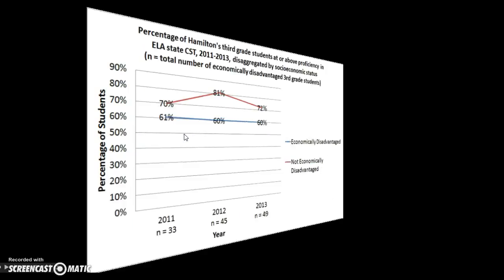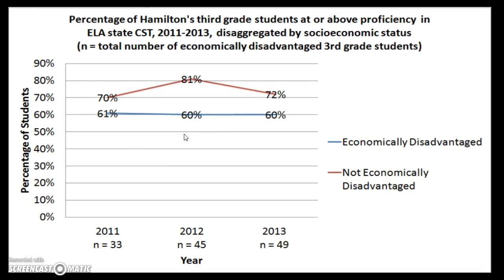Let's look at the performance of our students in English language arts. The red line here shows us the performance of the students who are not economically disadvantaged versus the blue showing us the performance of those who are economically disadvantaged. So it's very obvious there is an achievement gap here. Our students who are from economically disadvantaged backgrounds are not performing well enough.